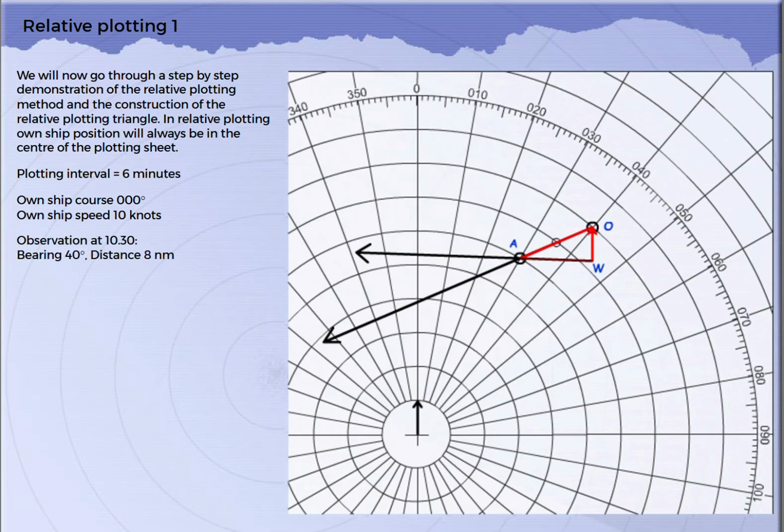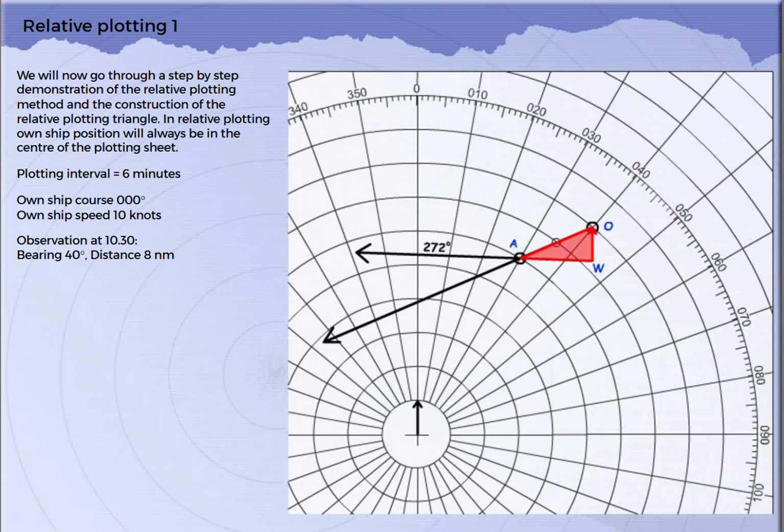We made the first radar observation of the target at 10:30 hours, bearing 40 degrees and range 8 nautical miles. Let's name this plot O. Next we draw own ship course and speed vector so that it ends in O. The line from W to O is the first side of the relative motion triangle. One vital condition for the validity of the plotting results is that both own ship and target ship have kept course and speed for the entire plotting interval.